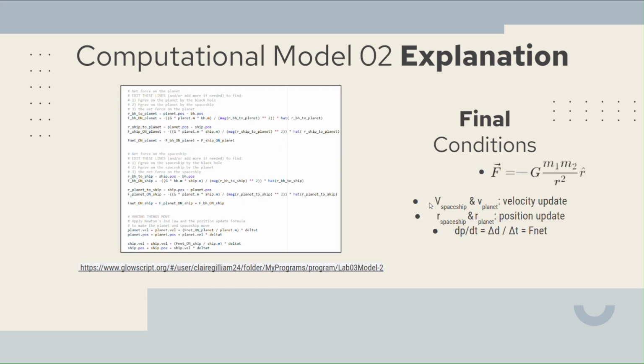Our final conditions are we find the force of the black hole on the planet and the force of the ship on the planet, and add those together to get the net force on the planet as it orbits around the black hole. Then we do the same thing for the force of the black hole on the spaceship, and the force of the planet on the spaceship. We add those values together to get the net force on the ship. We then plug these into the velocity update and position update formulas to get the motion of the spaceship as it passes by the black hole, and the motion of the planet as it orbits around the black hole.